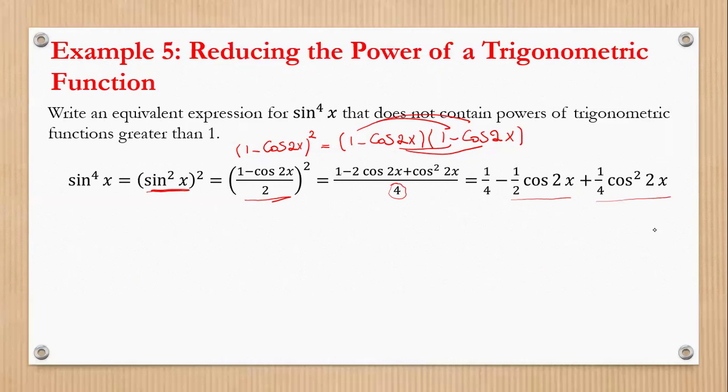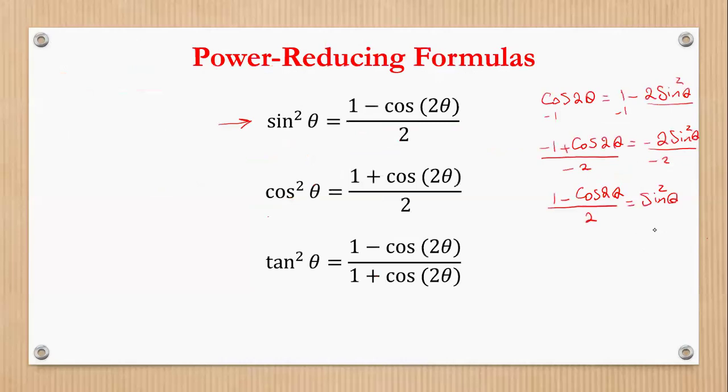But we want to have an expression without having any power. We still have second degree here. So what we can do, we need to replace something for that. So we have a cosine square, and the formula for the cosine square is this one. We can replace this formula for the cosine square.